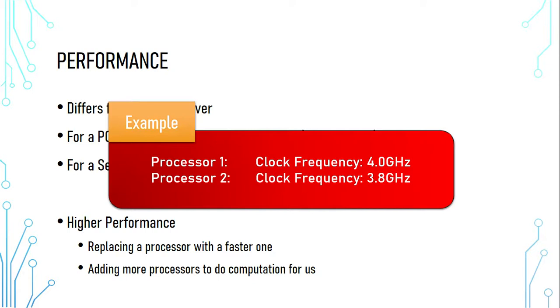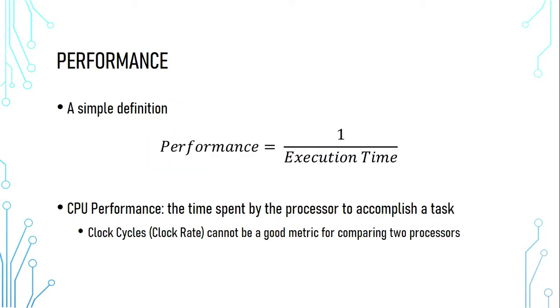A simple definition of performance is related to the execution time as shown in the formula. It means the less the execution time is, the higher the performance is, and CPU performance is the time spent by the processor to execute a program. And clock frequency cannot be used for comparing processors. So how can we compare two processors?